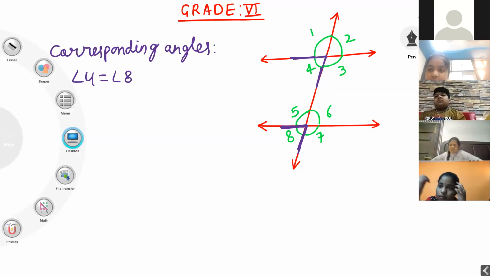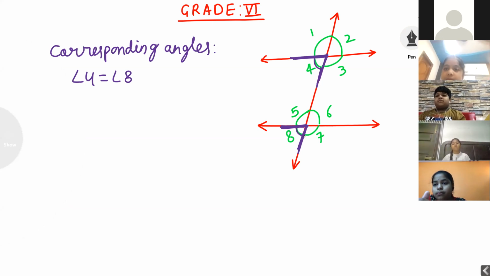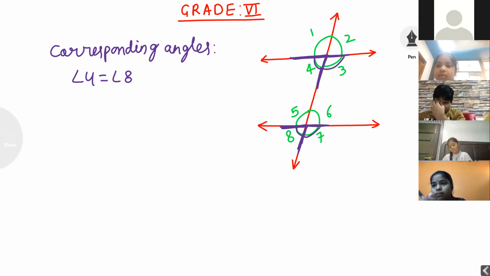Just now I was explaining about corresponding angle. If any figure is forming F shape or 7 shape, that is called corresponding angle. Down angle is 4, down angle is 8. Both are corresponding angles. Now we have taken from the left side. Again, the same thing I want to observe on the right side. Down angle 3 and down angle 7, both are also corresponding angles. Angle 3 is equal to angle 7.